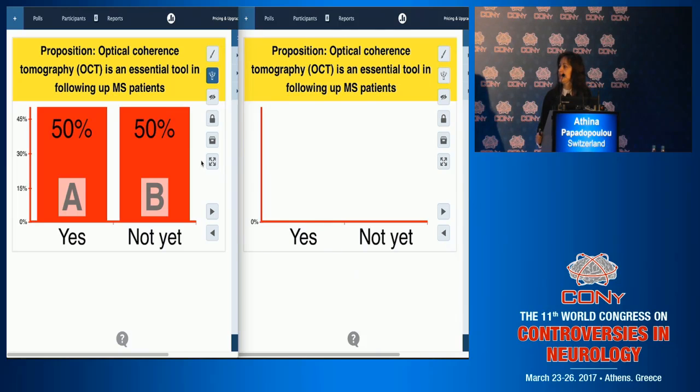I think the time is over, if I understand it correctly. No? Okay, but still the difference is not so large, so I'm sure that the discussion will be interesting, and I'm curious to see what happens after. So if the voting is over, I think we can go on.